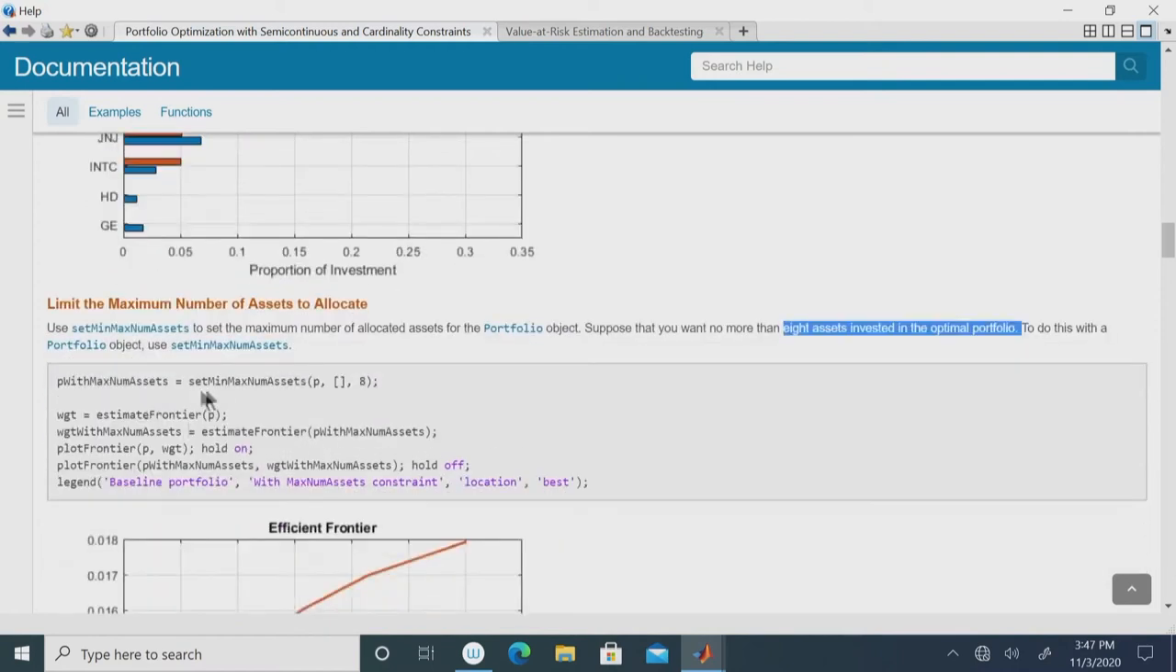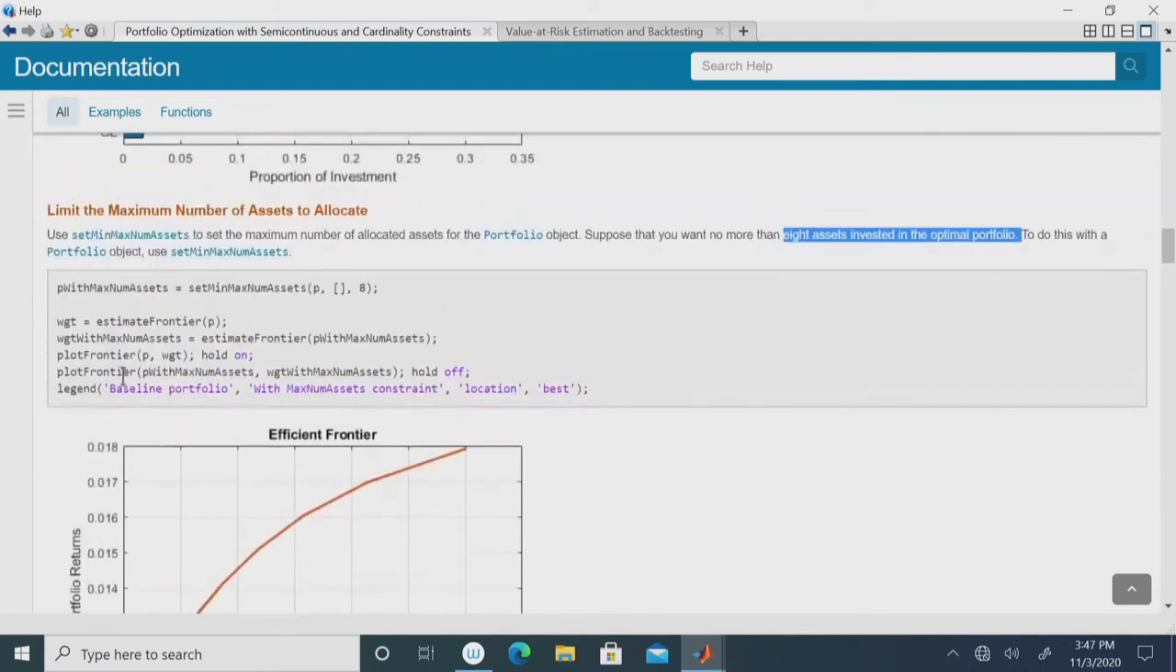Then we set the min max number of assets on the portfolio object P, set equal to 8, and assign it to the variable P with max number of assets. Now you develop two efficient frontiers. The first is the original efficient frontier on P, and the second is the one with the constraint of the maximum number of assets being 8 imposed on it.